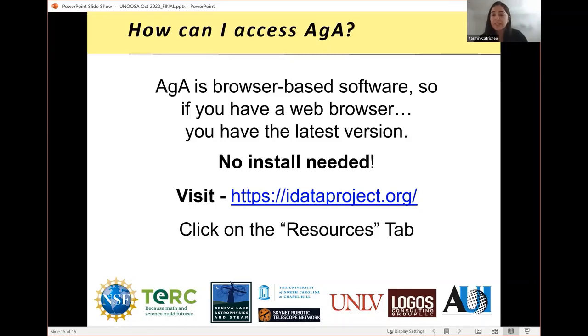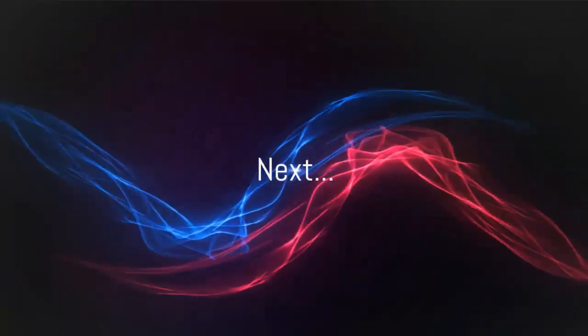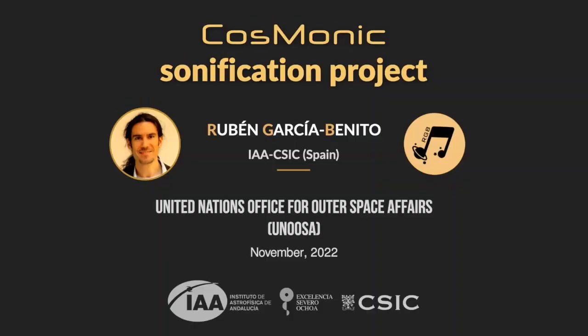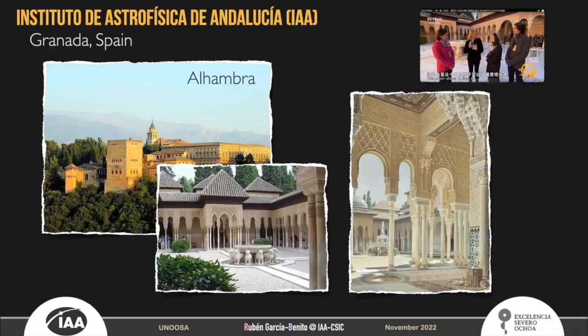How can I get access? This is very simple. You can just go to the website that is here in the presentation. You don't need to have anything installed on your computer. If you have a Gmail address, you just get into the system and you will be able to use Afterglow Access and look at the pictures and make the sonification of them. So we invite you all, please go to the website, visit Afterglow Access and learn more about astronomy through sonification.